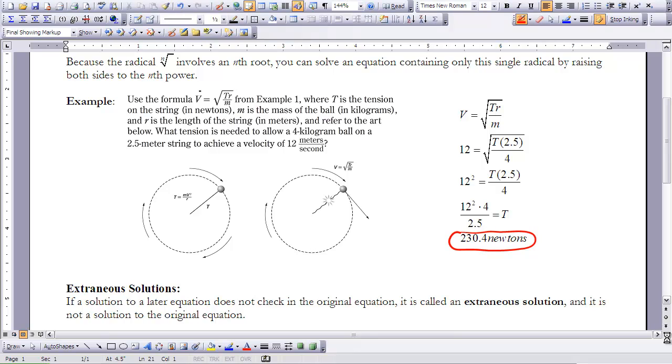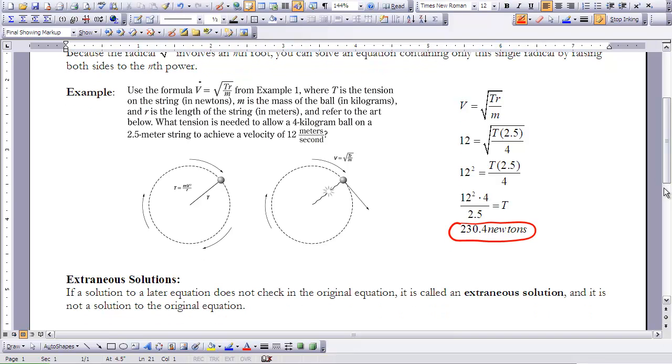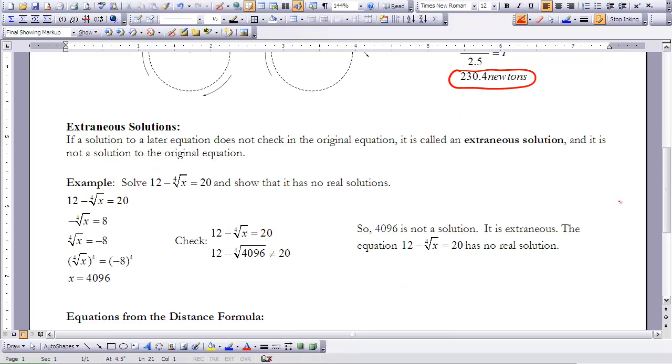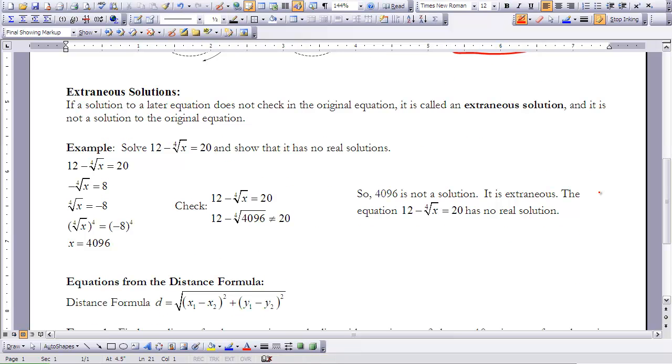Now sometimes we may have a situation where extraneous solutions may occur. Sometimes our new equation may have more solutions than the original equation does. So we have to be very careful to check our solution with the original. Here's an example. I have an equation, 12 minus the 4th root of x equaling 20, and I want to show that it has no real solutions.